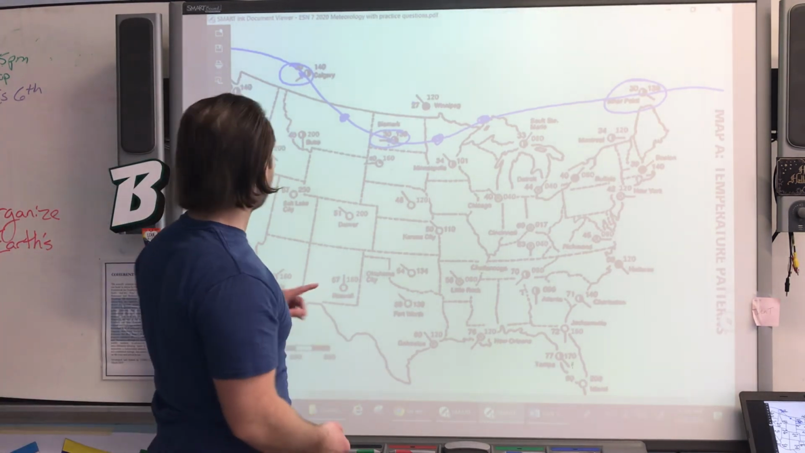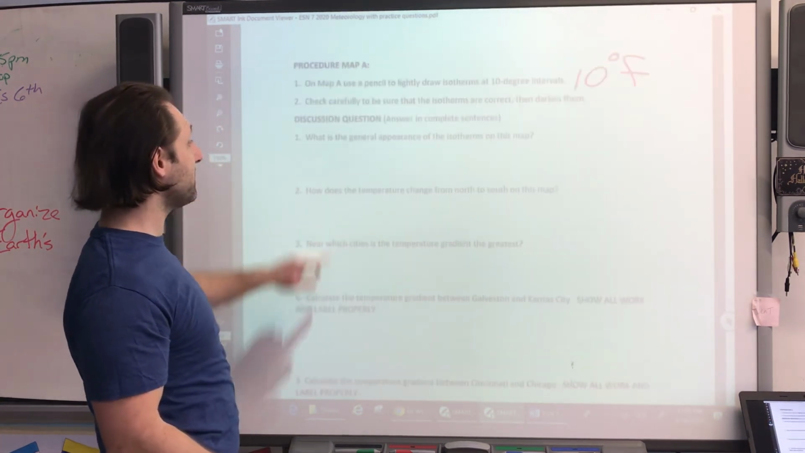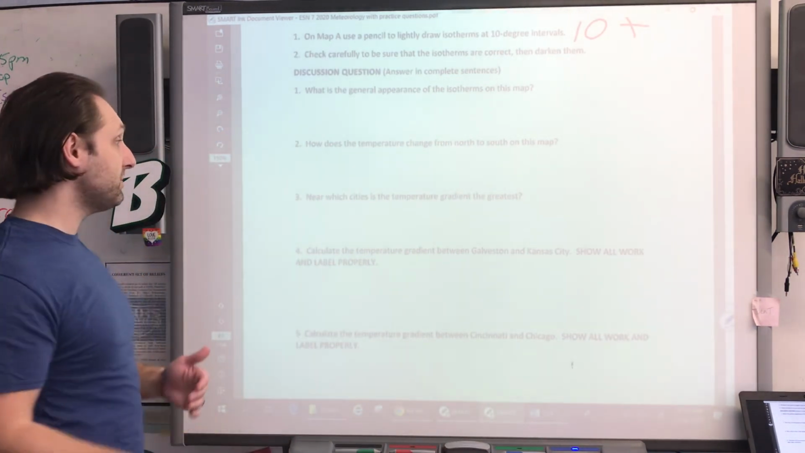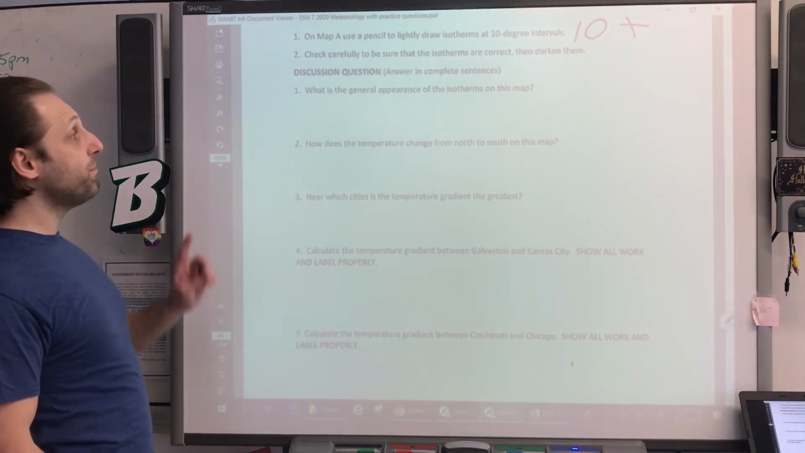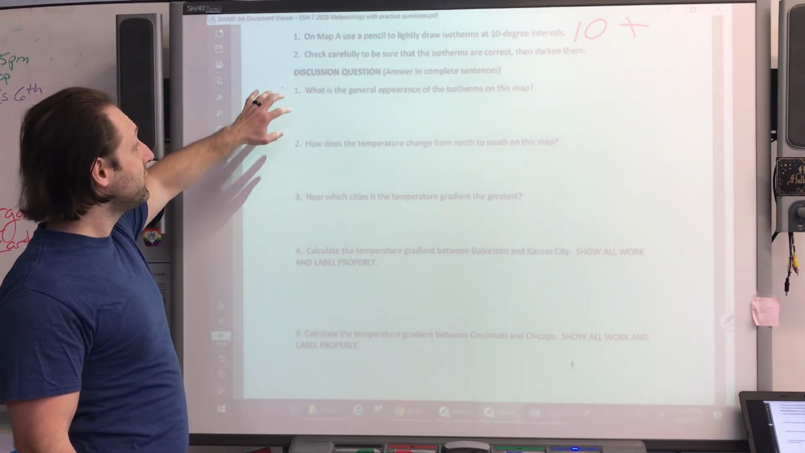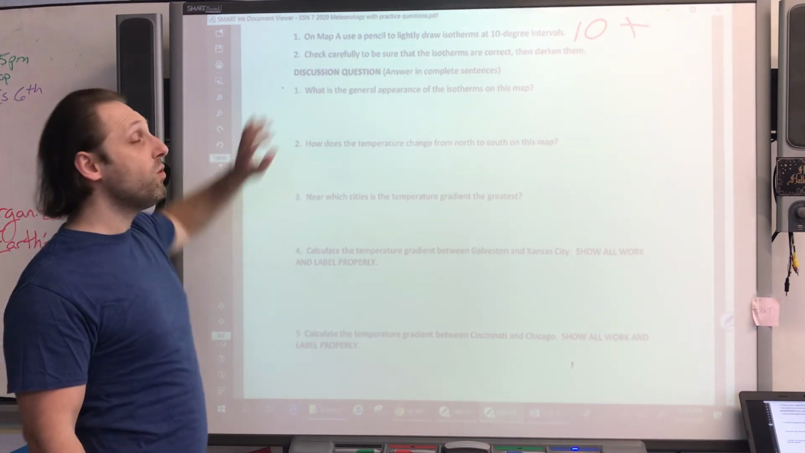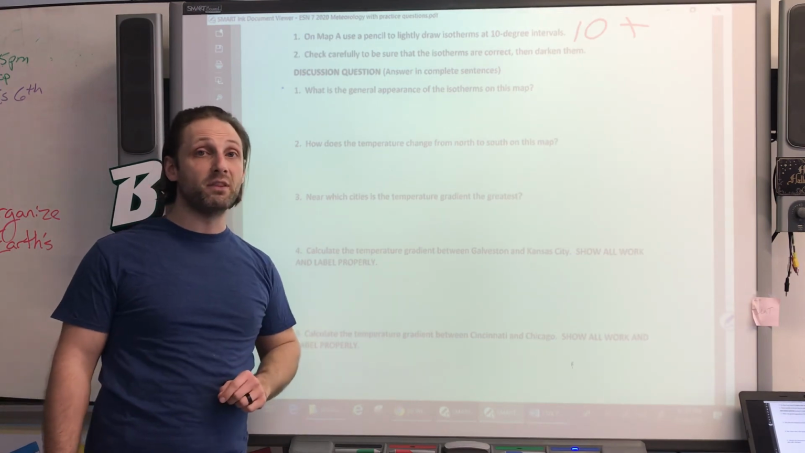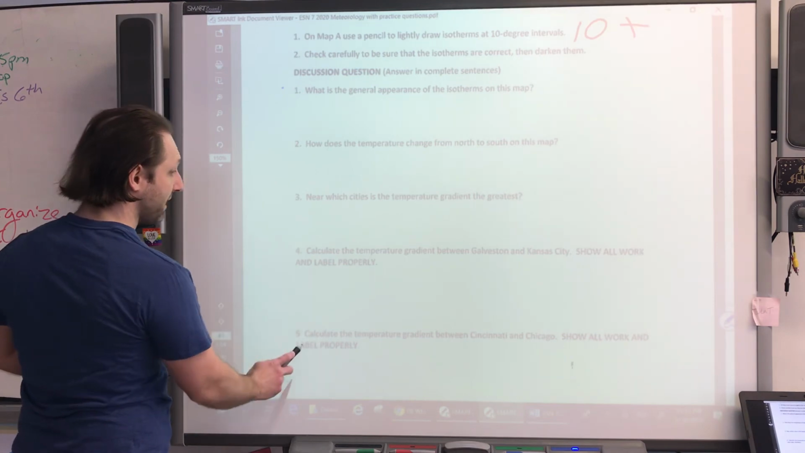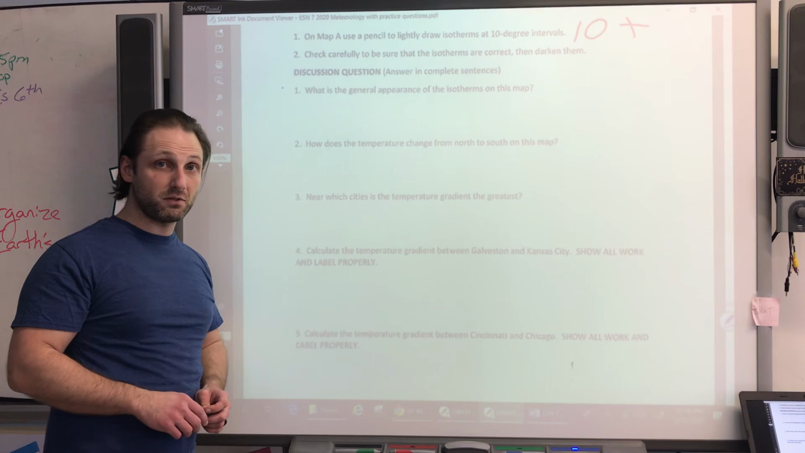Okay. After you've completed this map, you're going to then start answering the questions. For those of you that don't have the diagram to create this, you won't be able to answer question 1 with the map. Questions 2, 3, 4, and 5, you will be able to do the calculations or the descriptions.